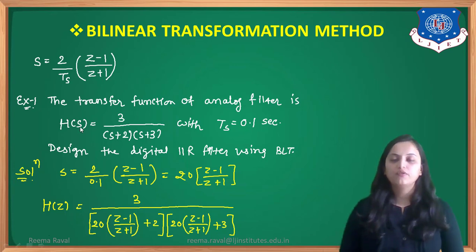We know that H of s for us is 3 upon (s plus 2) into (s plus 3), where s is to be substituted by 2 by Ts into (z minus 1) upon (z plus 1). So H of z equals 3 upon [20 into (z minus 1) upon (z plus 1) plus 2 (this 2 term as it is)] into [20 into (z minus 1) upon (z plus 1) plus 3, that means this 3 term].